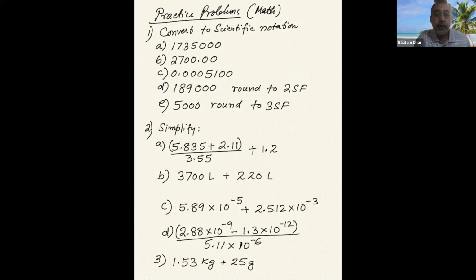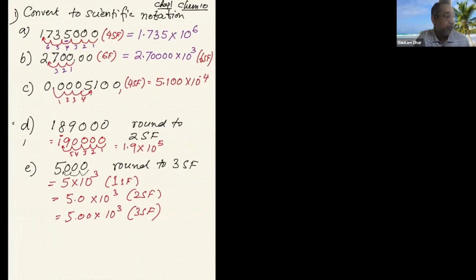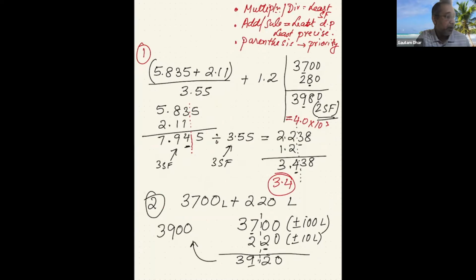And when you multiply or divide, you keep to the least number of significant figures. So there are 3 parts in this question. You do the parenthesis first, so you add up. When I did the addition here, I got 7.945. I'm keeping that number, I'm not throwing it out.